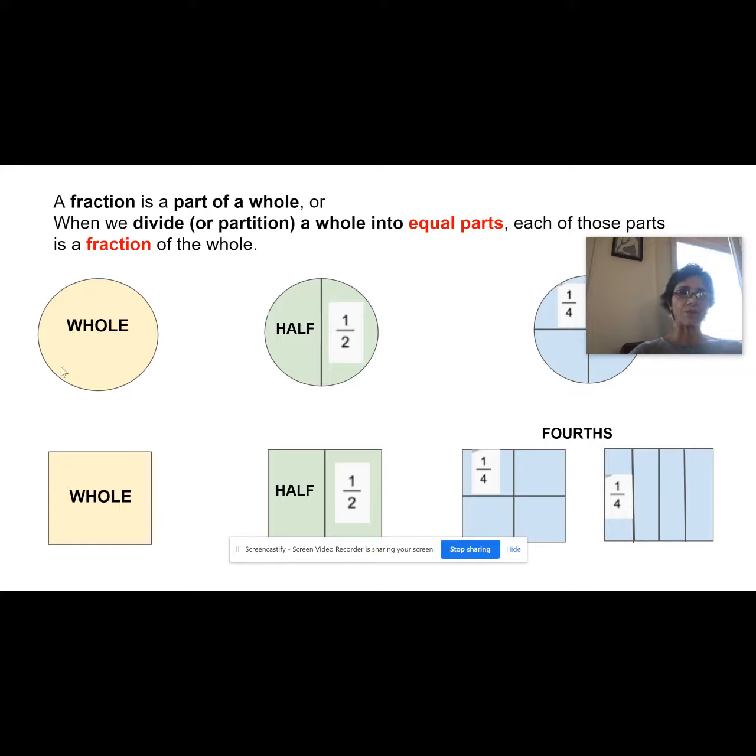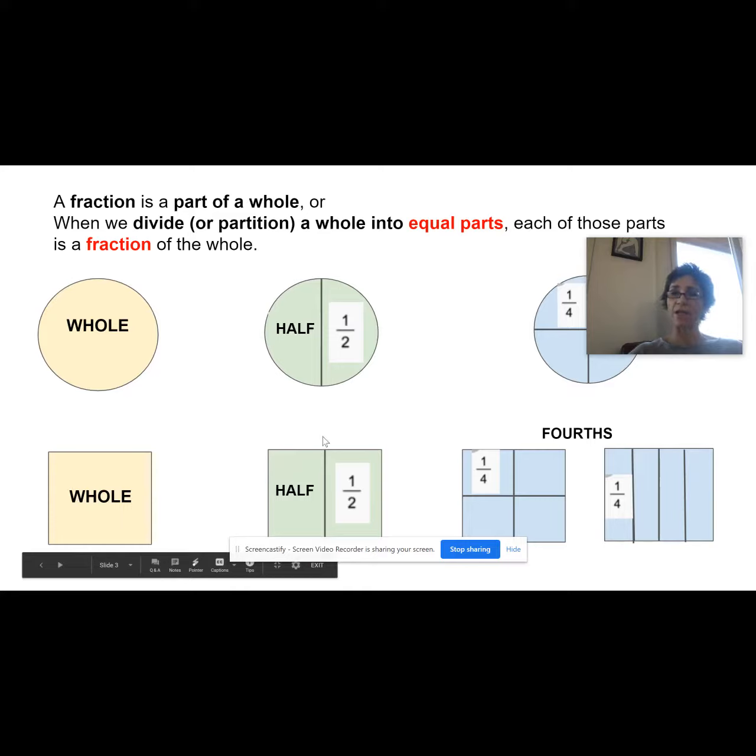Okay, so here we have a whole circle, a whole pizza. Here we have a square. This is whole. Okay, if we cut it into equal parts, if they're not equal, we're not talking about fractions. Two equal parts, so the part on the left is exactly the same as the one on the right. We have two halves. We're cutting it in half. Half is a fraction of the whole. So you cut the whole in two equal parts. Each part is 1/2.